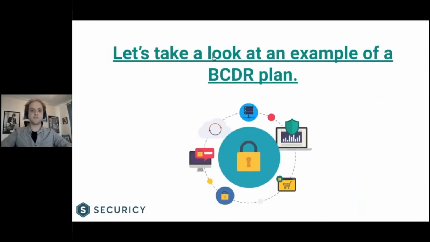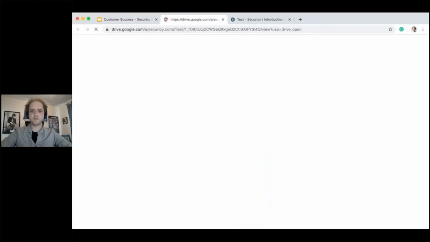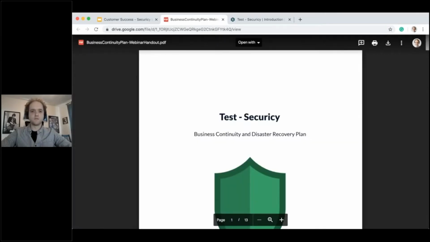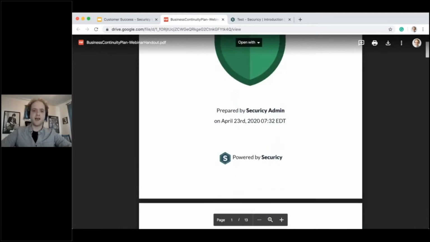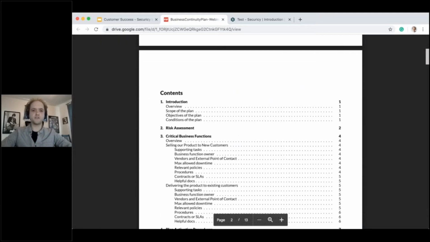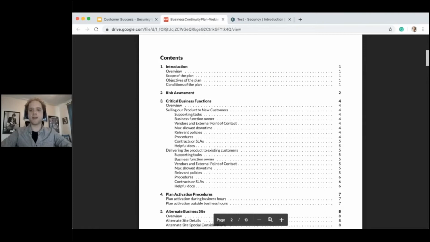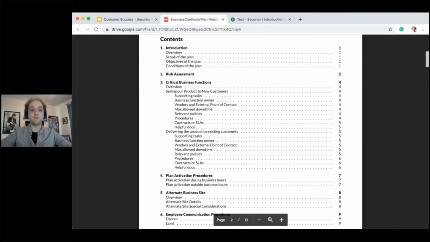All right, so let's actually now take a look at a PDF, an example for a business continuity and disaster recovery plan. So I'm going to switch over here. Perfect. So here we have an example PDF powered by the Security application. We will touch on in just a moment how to build this yourself. But taking a look here at the table of contents, you're going to see those elements that I just referred to in the last slide.